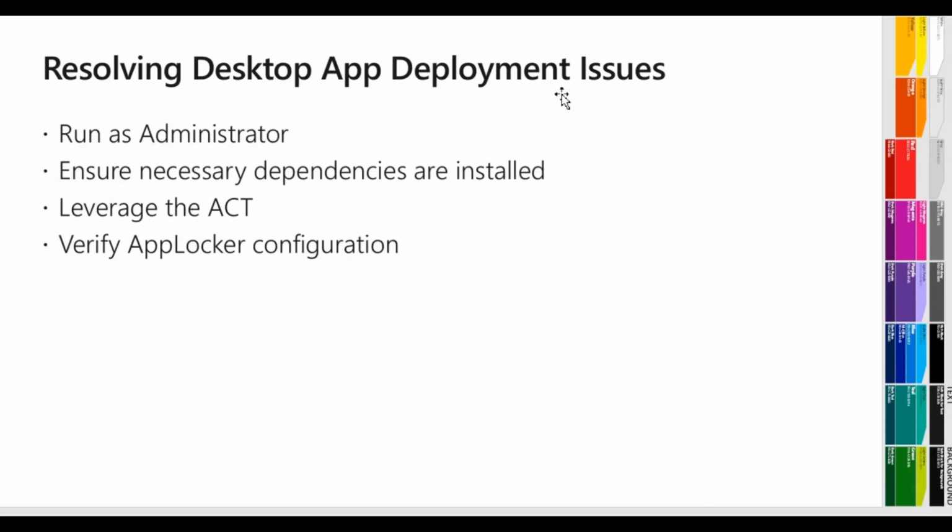Resolving desktop app deployment issues: run as administrator. Ensure necessary dependencies are installed. Leverage the application compatibility toolkit. Verify AppLocker configurations. Like one of the applications we just tried, Microsoft Message Analyzer, it required administrative privileges, and then you can run that one. And there are many other options like the application compatibility toolkit. With that, you can check whether that particular application will run or not. And sometimes applications can be blocked by your company group policy via the AppLocker. During that time, your applications may not work.